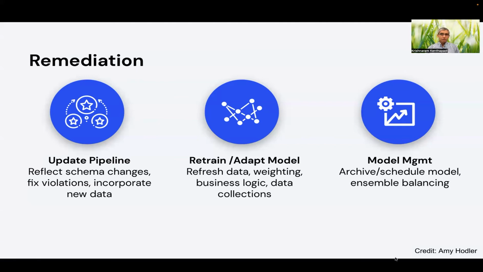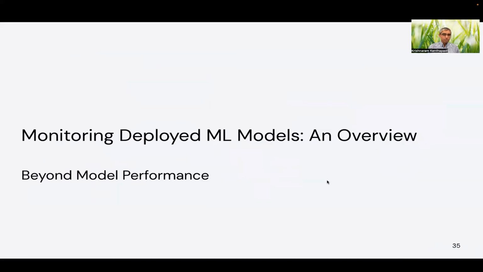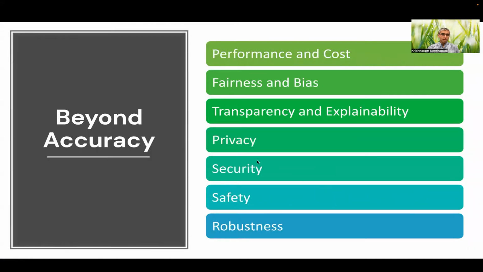So with this context, let's now look at model issues for deployed models beyond model performance. So what do we mean by beyond model performance? This can range from, say, notions like bias and fairness, or transparency, explainability, privacy, or robustness, and so forth.